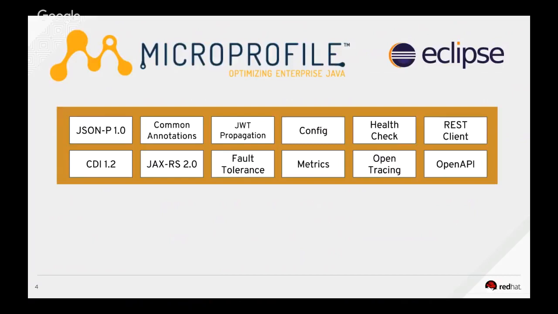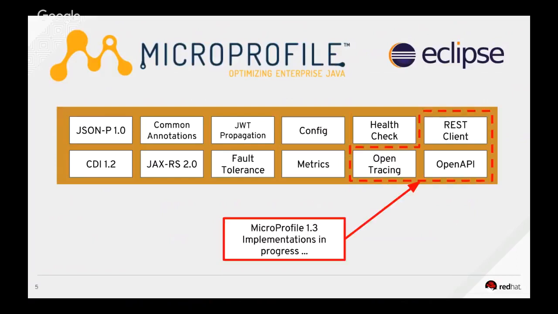And throughout 2017, we actually created these 8 specifications that you see here. Now, one thing I thought I would point out is that these specifications that are highlighted in this red box were released literally within the last month. So you will not really see these in implementations yet. They're still mainly specifications, but all the vendors and open source projects that implement MicroProfile are in the process of implementing these specifications. But the other ones are available from multiple vendors, including Red Hat.